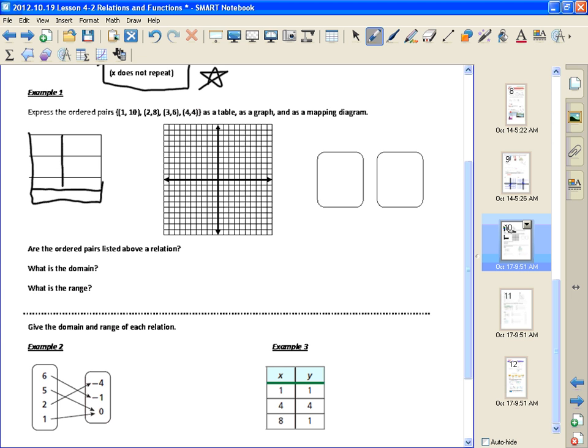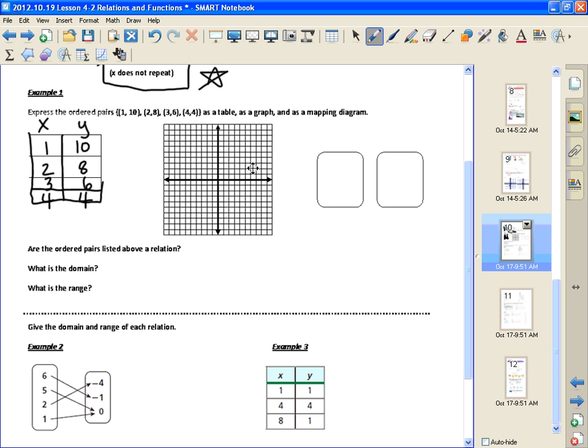So to express those ordered pairs in a table, I do my X values over here and my Y values over here. So I do 1, 10, 2, 8, 3, 6, and 4, 4. Then to express them on a graph, I just graph the ordered pairs.